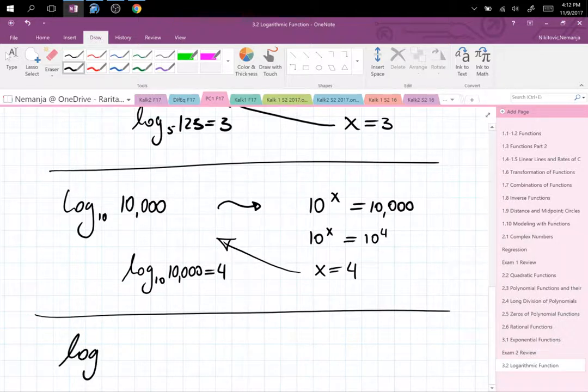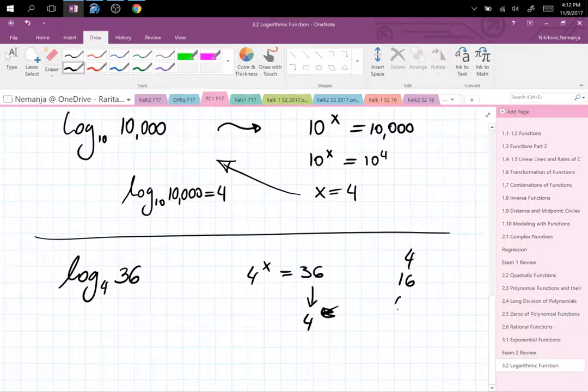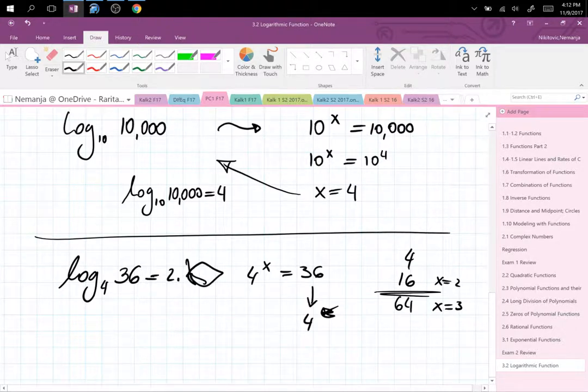If I go and I say log base 4 of 36, well, we can just cry about this. Because if I write 4 to the x equals 36, I can't write 36 as 4 to something over here. Because powers of 4 are 4 to the 1, 4 squared, and then 4 cubed, and then 4 to the 4, but you already see that 36 is in between these two numbers. This was x equals 2, this was x equals 3. So we know that the answer is 2 point something over here, but what?